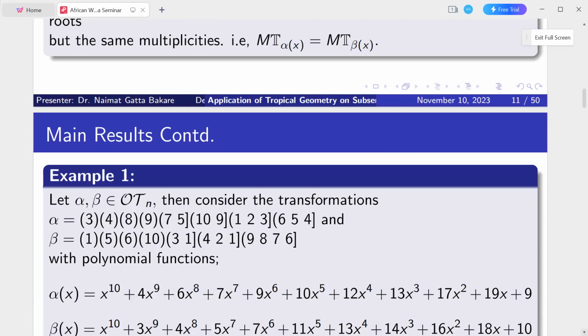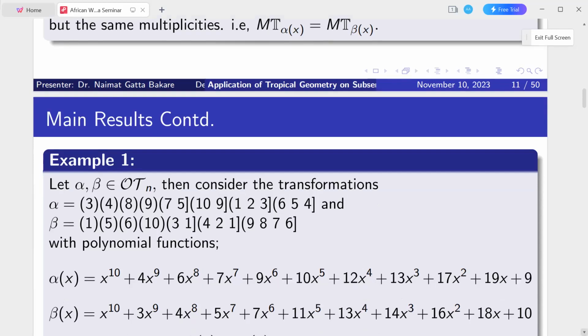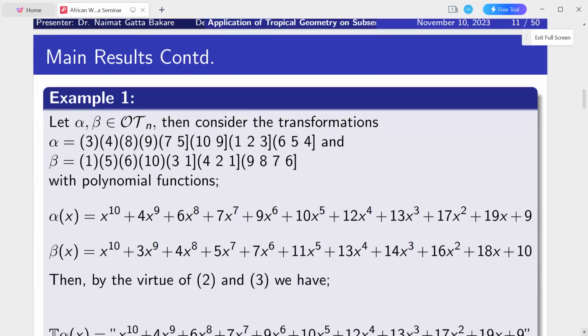So after considering these two transformations, we take them to the polynomial. As I have said, our transformation is in terms of permutation. So the next thing is to convert our transformation to polynomial. In converting our transformation, that is why we say we degenerated our classical algebra into classical polynomial. So by doing that, we have our alpha of x to be that, while beta of x to be this. So these are the two transformations we are considering under full transformation.